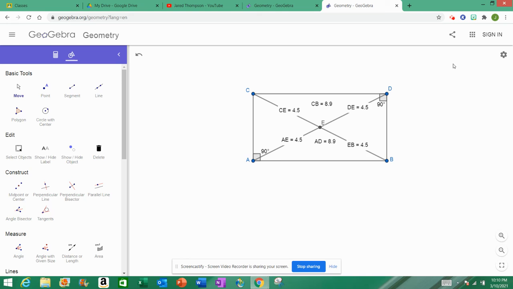Okay, so that's your visual aid video. Make sure you watch this, and then we go watch the notes video to learn how to use these properties.